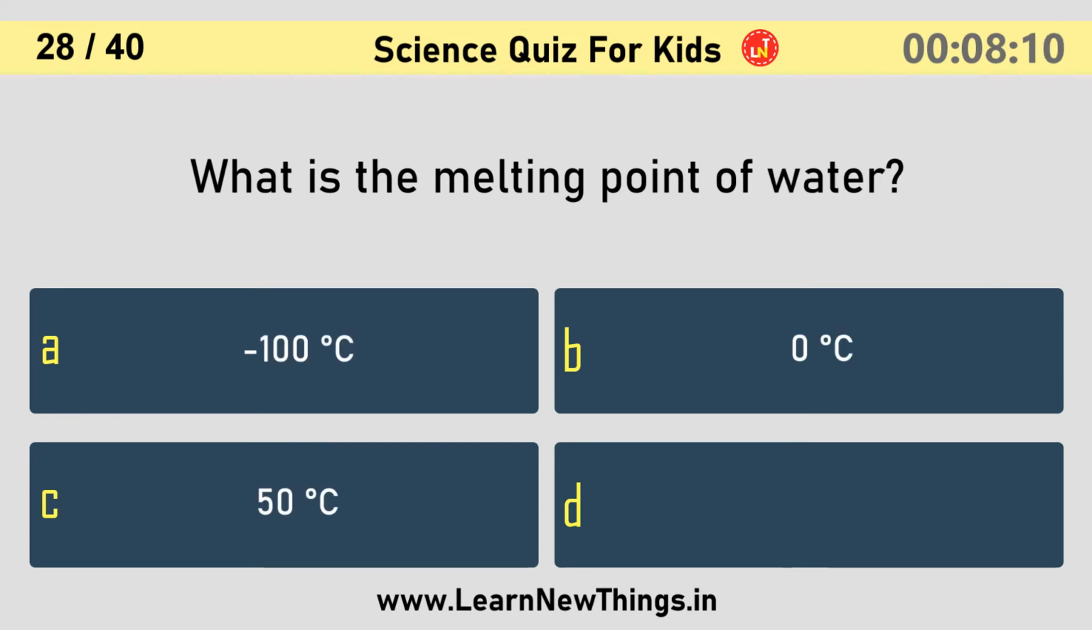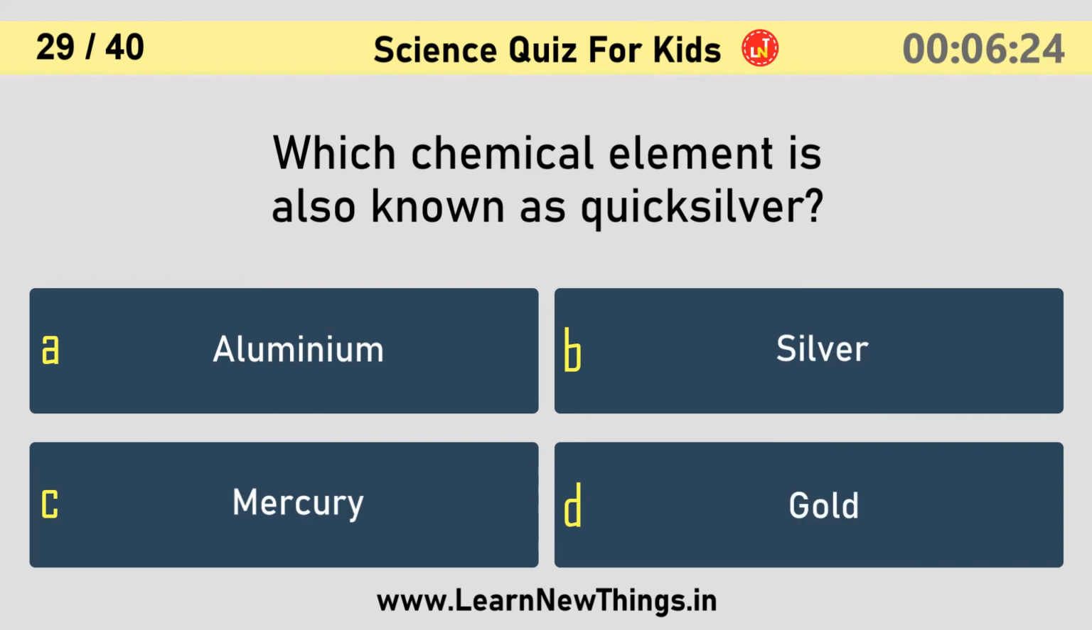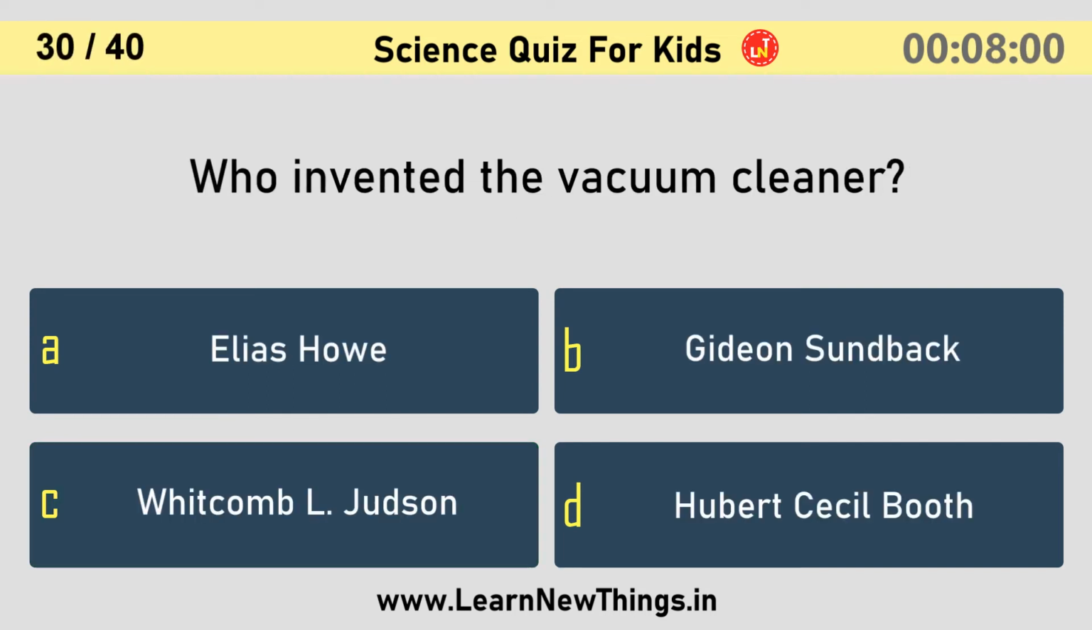What is the melting point of water? 0 degrees Celsius. Which chemical element is also known as quicksilver? Mercury. Who invented the vacuum cleaner? Hubert Cecil Booth.